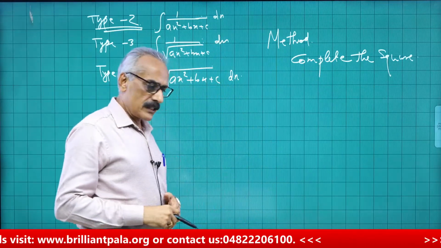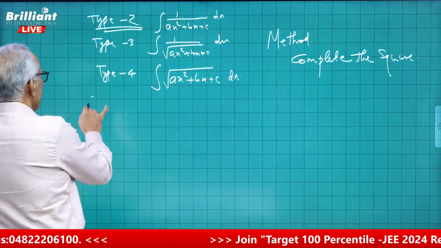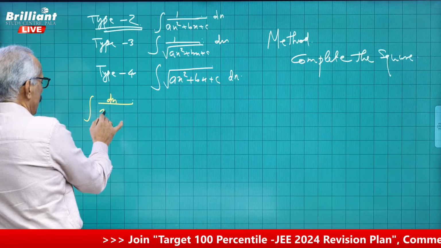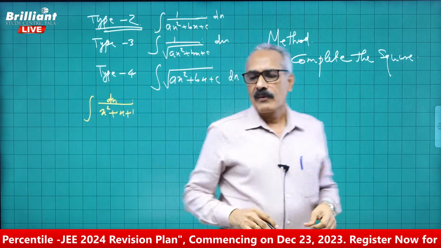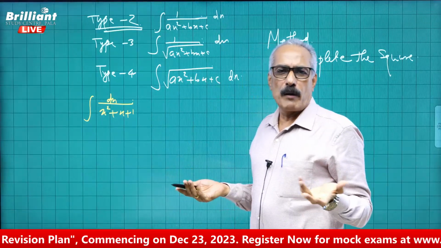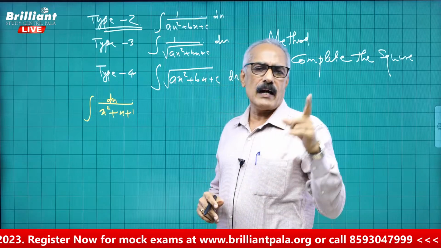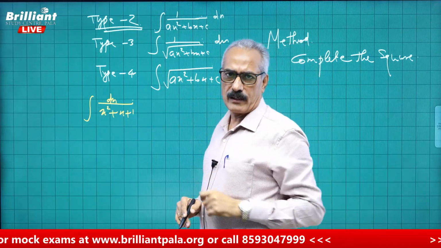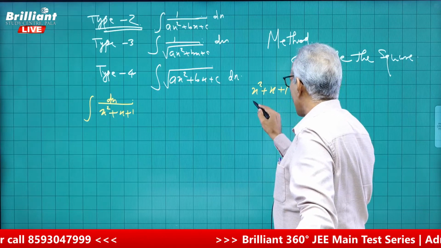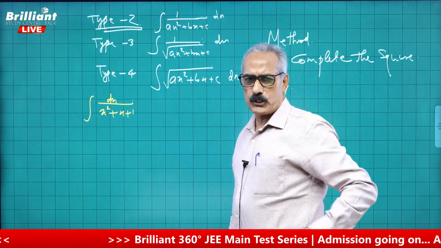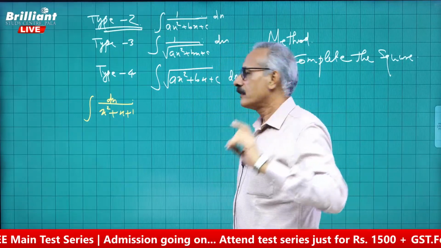I'll solve one question. Question number 1: integral dx divided by x square plus x plus 1. You identified it as 1 by second degree; I know the formula for log of 1 by first degree, so it will come under these types. So, x square plus x plus 1: completing the square. See the procedure.